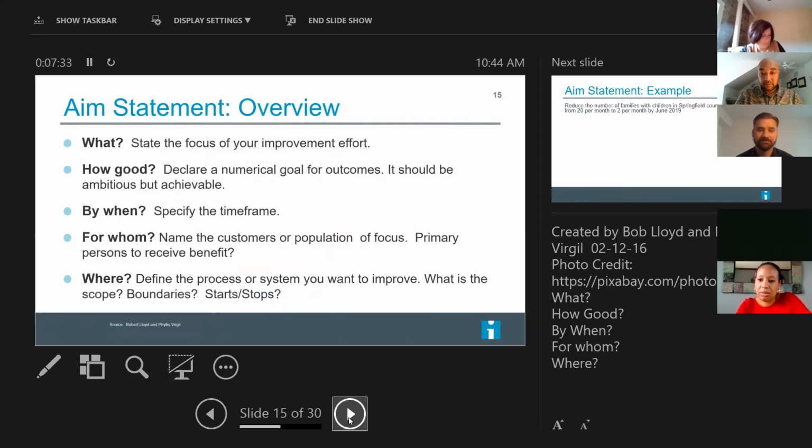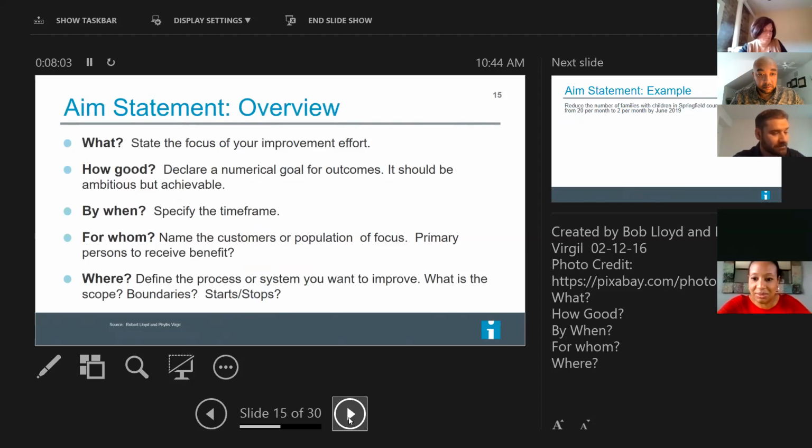So let's walk through the key elements of a good aim statement. You want to say, what are you actually trying to improve? How good do you intend to be, right? So declaring a numerical goal, and it should be something that is ambitious, but also isn't so far out there that the team goes, well, we're never going to do that. You want to be able to see your way to 80%, but not see your way all the way there, but not have it be so far out there that people will lose their energy around it.